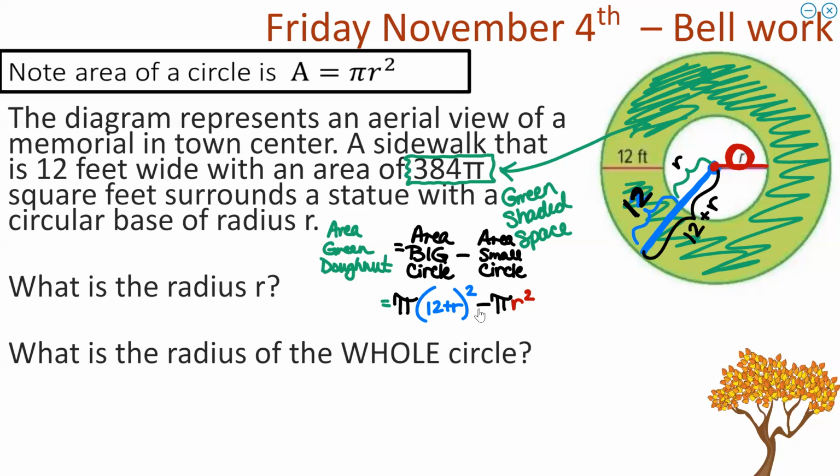What does it mean to square something? Times it by itself. So I need to do 12 plus r times another 12 plus r. How many distributions do I need to do? 4. Every piece of my first binomial needs to get distributed to every piece of my second binomial. So I have to take the 12 and multiply it to both pieces here.